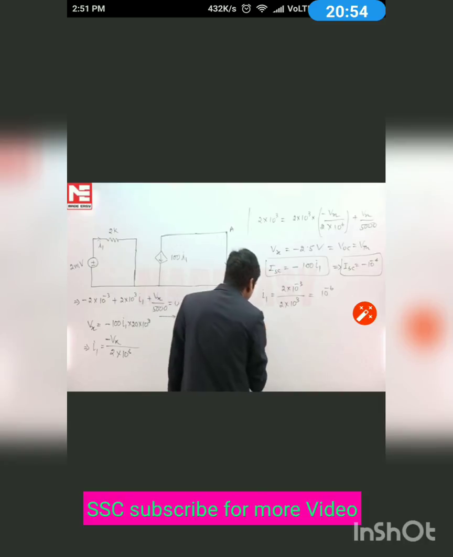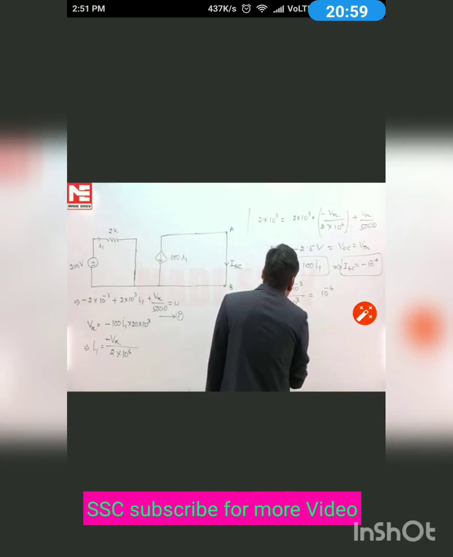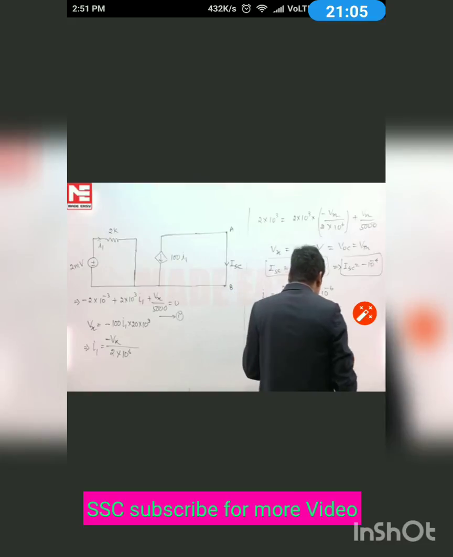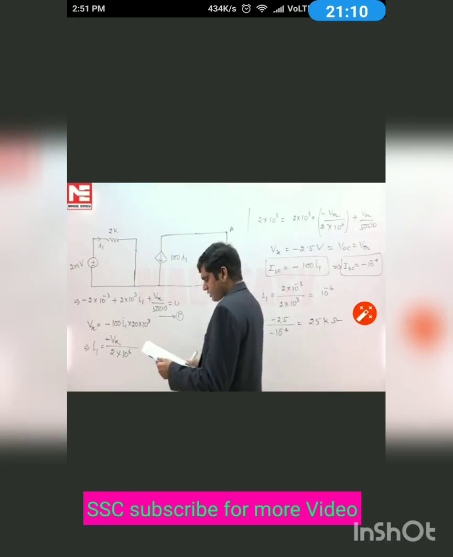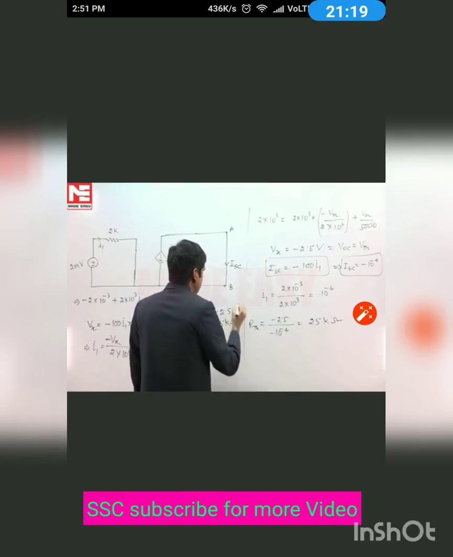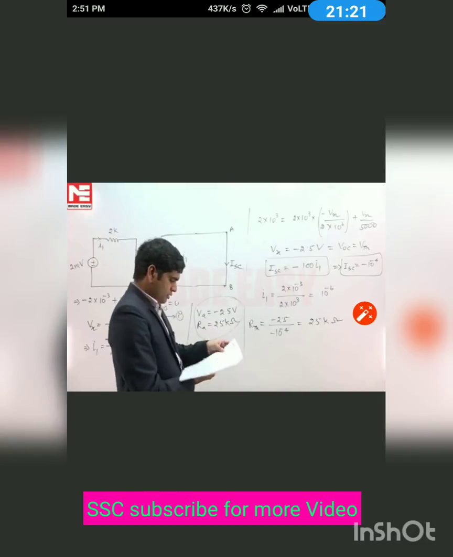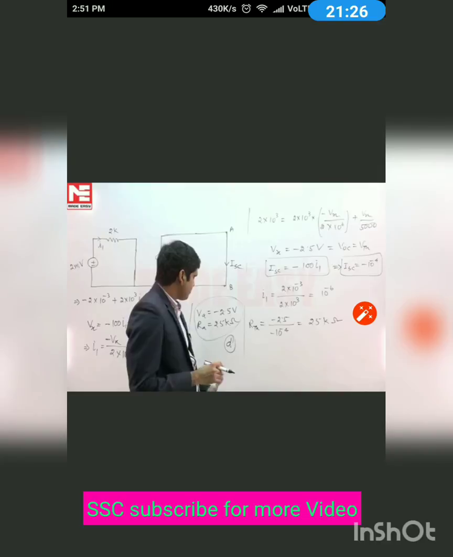So RTH will be equal to VOC, that is minus 2.5 volt upon ISC, minus 10 to the power minus 4. If you solve this, it comes out to be 25 kilo ohm. So answer for this question, VA will be equal to minus 2.5 volt and RA, which is RTH, is equal to 25 kilo ohm. It is given in option D. So our right choice of answer for this question is option D.